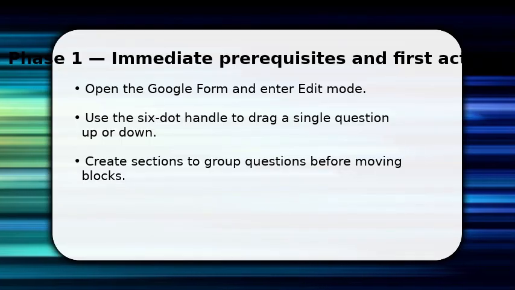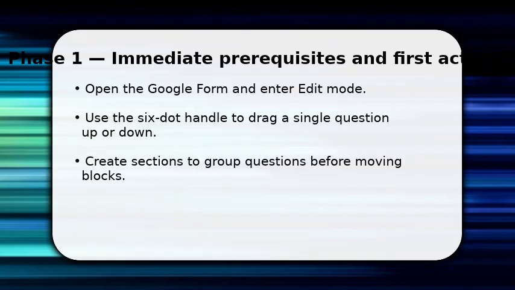When you're ready, open the form and go straight into edit mode. Once there, locate the 6-dot handle at a question's top left, and drag it vertically to reposition that single item.